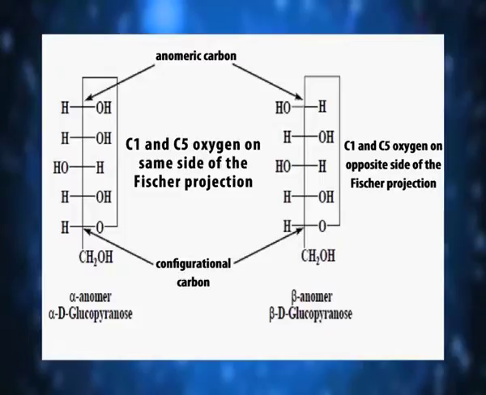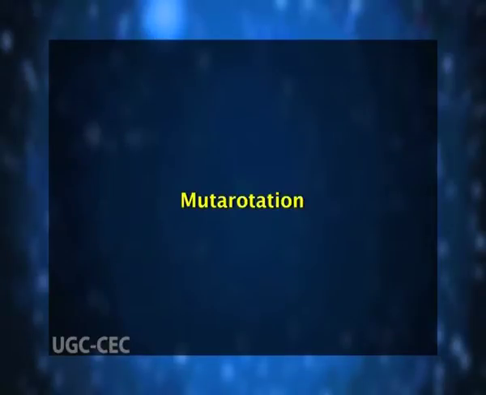Conversely, in the beta anomer, the hemiacetal OH group is on the side of the Fischer projection opposite the oxygen at the configurational carbon. Coming to the term mutarotation, isomeric forms of monosaccharides that differ only in their configuration about the hemiacetal or hemiketal carbon atom are called anomers. The hemiacetal or carbonyl carbon atom is called the anomeric carbon.